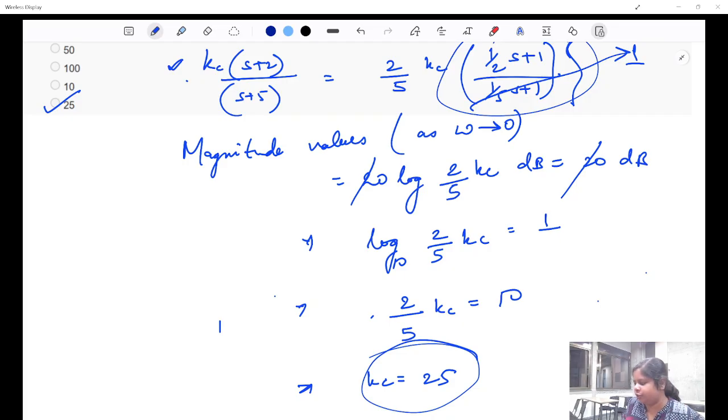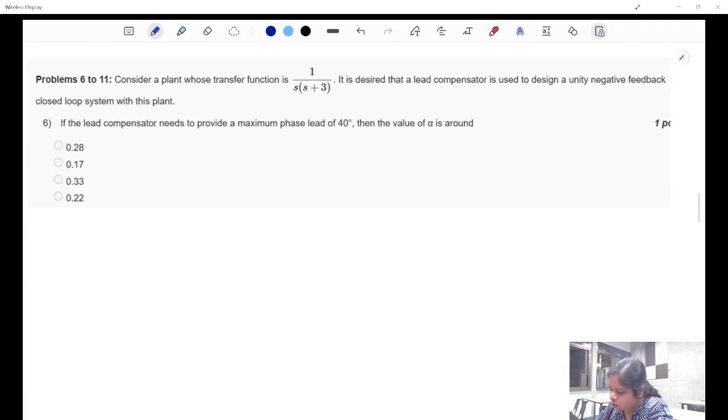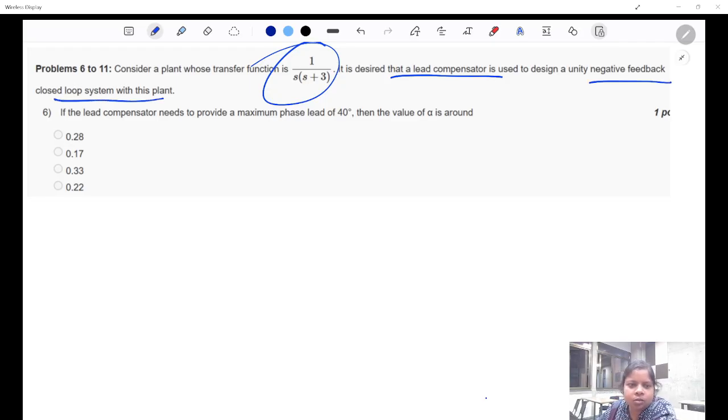We'll move to the next question. Problems 6 to 11 are covered by this transfer function, whose plant transfer function is 1 upon s into (s plus 3). It is desired that a lead compensator is used to design a unity negative feedback closed loop system with this plant. If the lead compensator needs to provide a maximum phase lead of 40 degrees, then the value of alpha is around what?